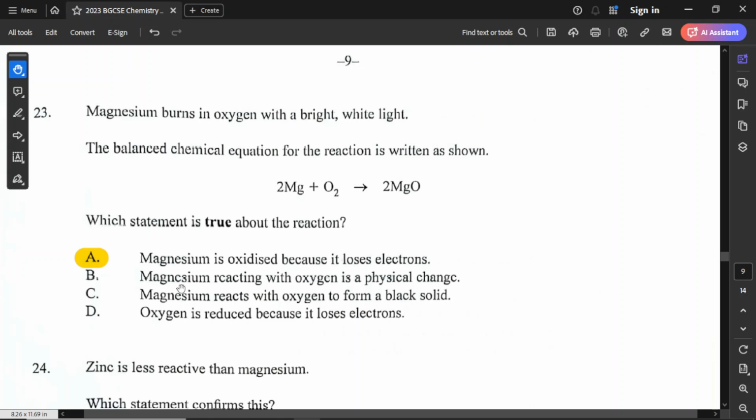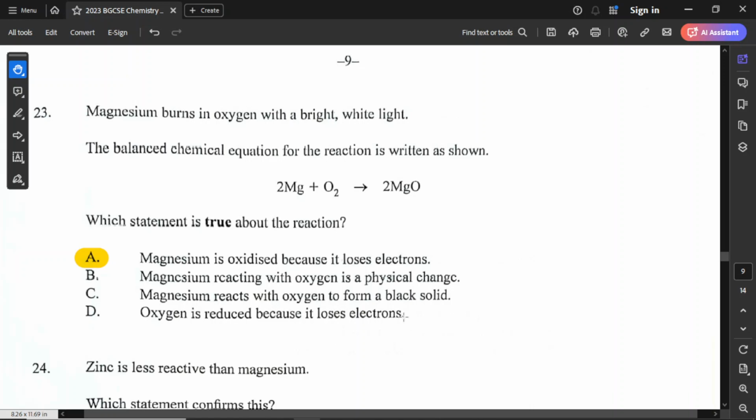Of course, for B, you know that B is incorrect because magnesium reacts with oxygen in a physical change, and that's just foolishness because that's a chemical reaction there. So B is definitely not a true statement. Magnesium reacts with oxygen to form a black solid, which is not true either. Oxygen is reduced. It loses electrons? Not true. It gains electrons.